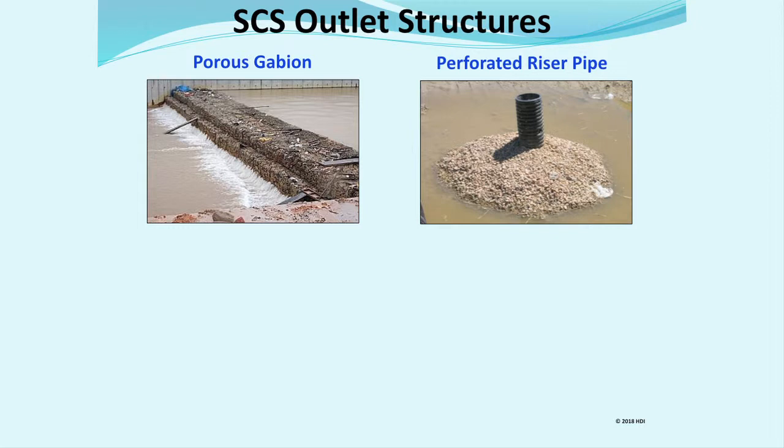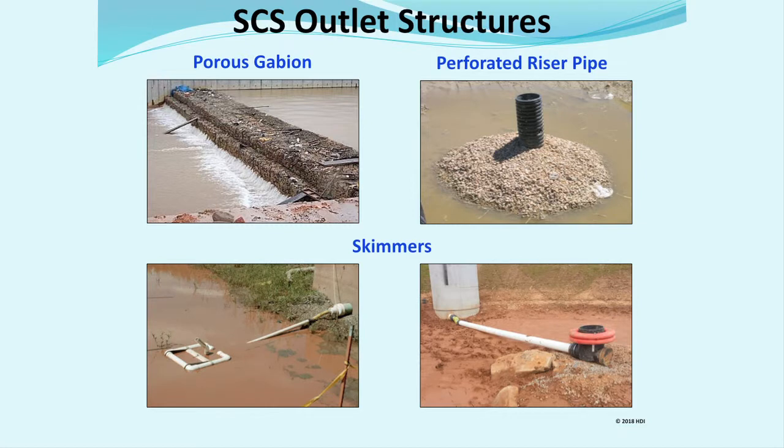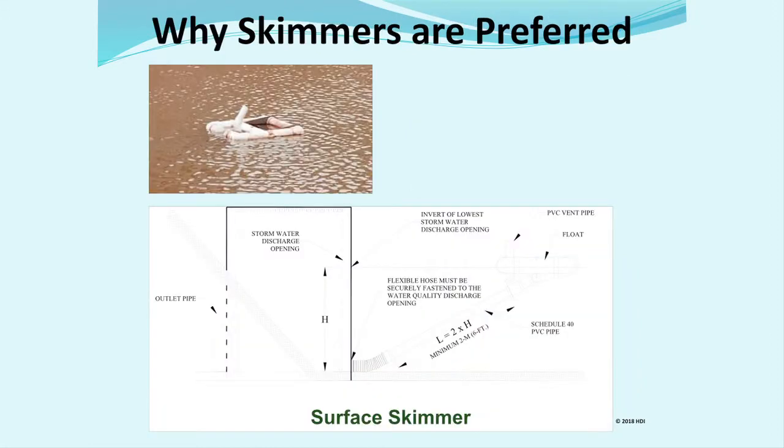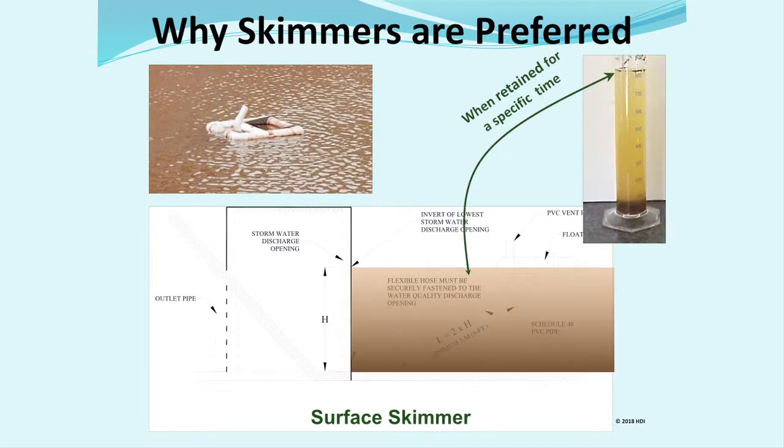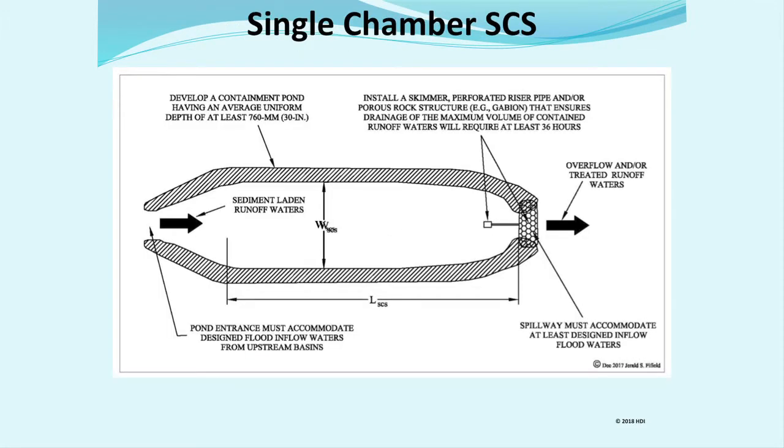Riser pipes, you probably have a lot of details on riser pipes. The trouble with riser pipes is that they don't work as well as skimmers. These still transmit a lot of sediment off the site. These transmit a lot less sediment off the site. And why? Because they float on top of the water about 3 to 6 inches, and they take the water where the sediment's the smallest. They're reusable. They're very handy to use.